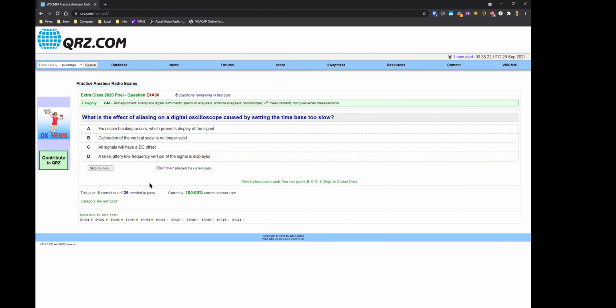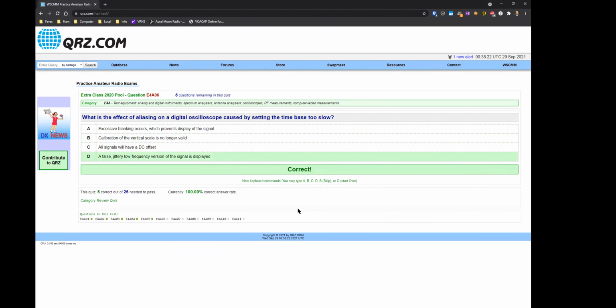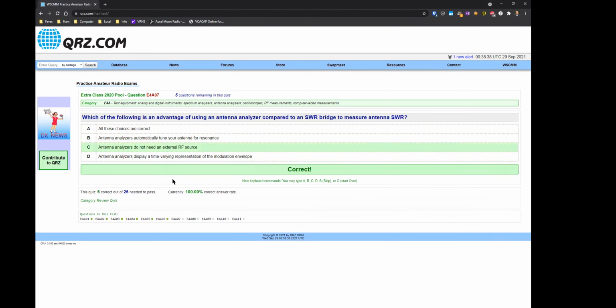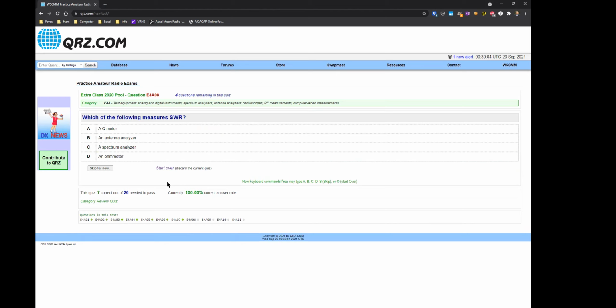What is the effect of aliasing on a digital oscilloscope caused by setting the time base too slow? D. Yeah, D, we're gonna have a jittery signal. Which of the following is an advantage of using an antenna analyzer compared to an SWR bridge to measure antenna SWR? Oh, wait, sorry, C. It produces its own RF signal.